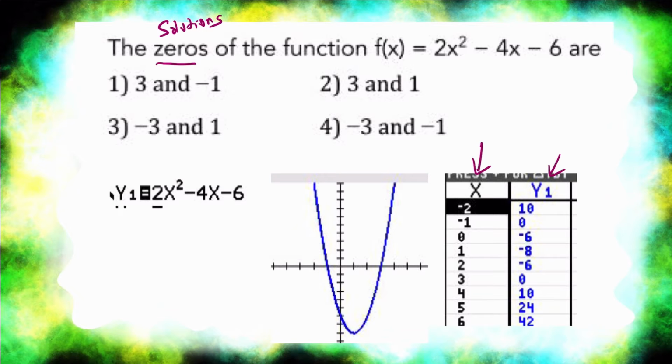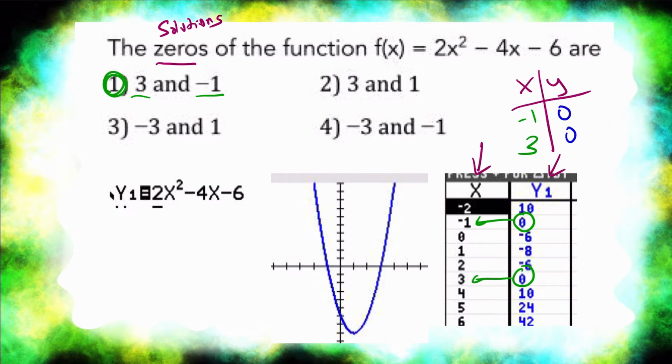So there's a lot of values in this table, but what I'm really looking for are those times when y is 0. Do you see the two x values that happen when y is 0? Well, that happens here at -1, and it also happens here at 3. So my answer would be -1 and 3.